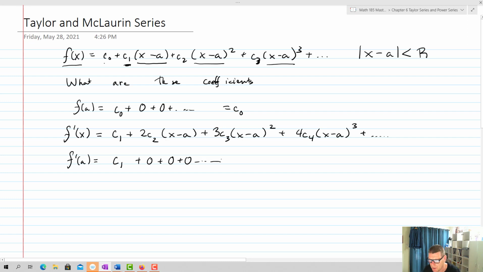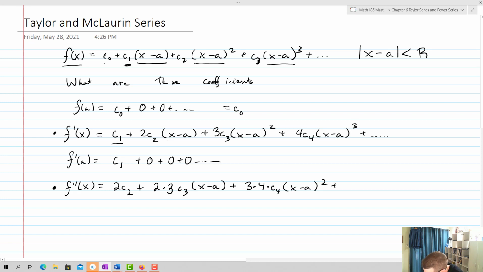Now let's talk about c2. So now I'm going to take f double prime of x. I'm going to take the derivative again. And when I take the derivative again, c1 is going to go away. And we're going to be left with 2c2 plus, and let's rewrite this more appropriately as 2 times 3c3 times x minus a plus 3 times 4 times c4 times x minus a squared, and so on and so forth. Now if we plug in a again, f double prime of a is going to equal 2 times c2.